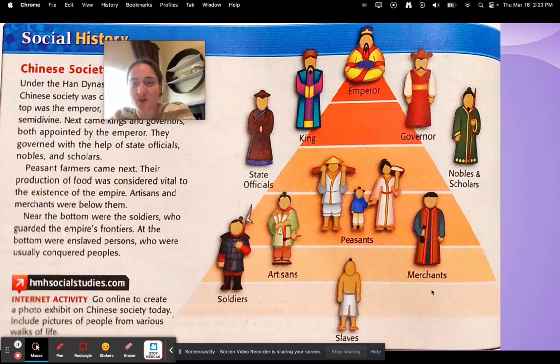Here's just a social pyramid of Chinese society. Emperor, that's the top dog. If Chinese society was split off into different regions, they would have vassals like governors. There are also state officials and nobles and scholars in the next tier. Peasants are actually above artisans and merchants in Chinese society because peasants were seen as the backbone of society since they did all the farming. Then under them are artisans and merchants. And then you've got the soldiers. And of course, you have the enslaved people.